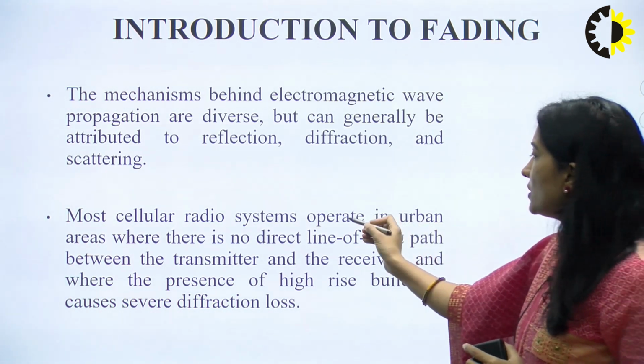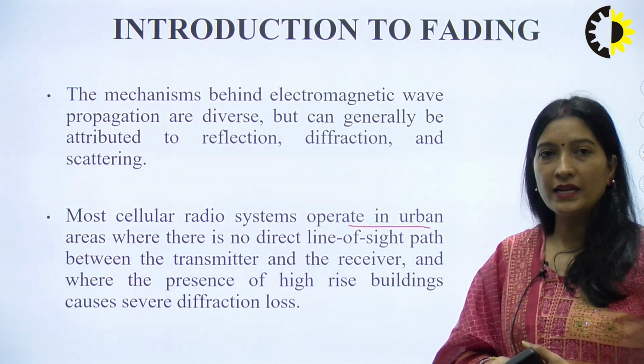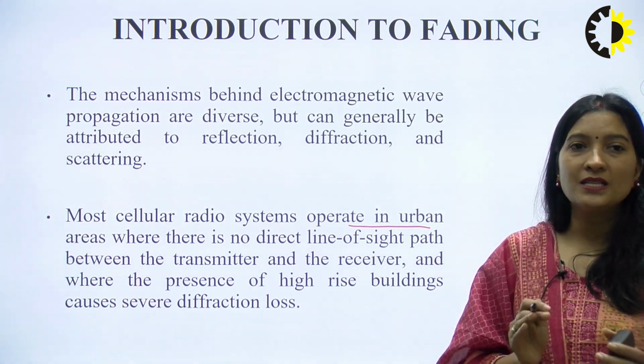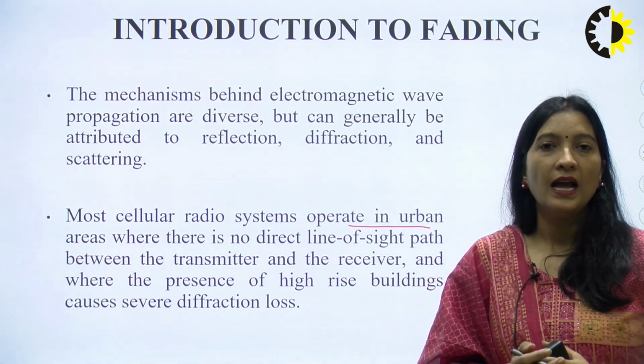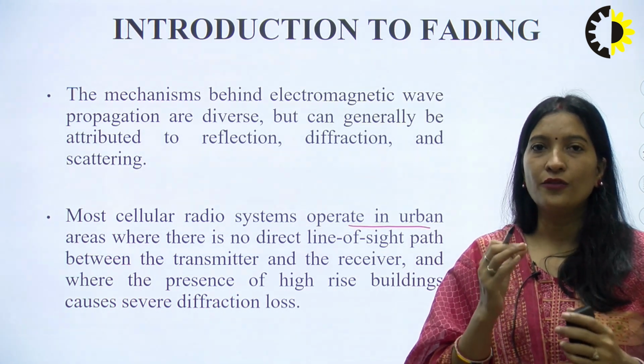Most cellular systems operate in urban areas where there is no direct line of sight between the transmitter and receiver, and where the presence of high-rise buildings also causes severe diffraction loss. Because of that, your wave will be affected by fading.